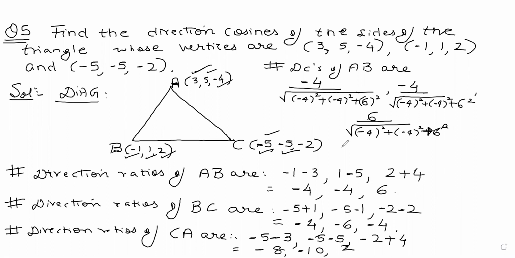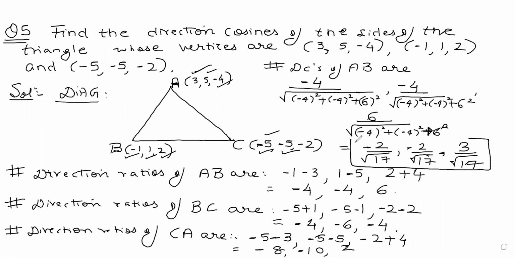Now if you work this out, guys, you can check, my direction cosines of AB come out as minus 2 upon square root of 17, this will also be minus 2 upon square root of 17, and the last one will come out as 3 upon the square root of 17. So these are my direction cosines of AB.